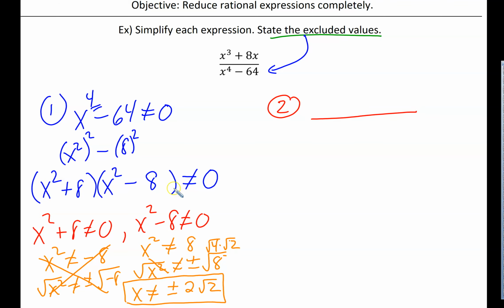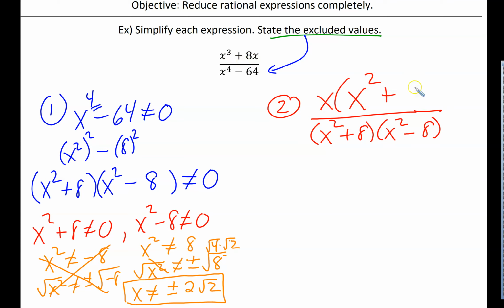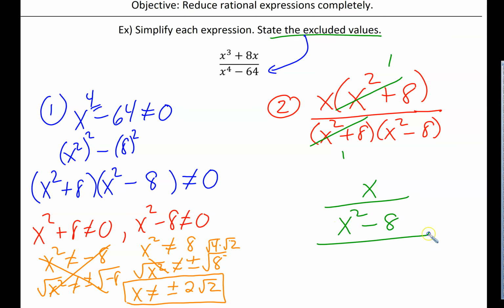So we've actually already looked at our factored form for our denominator. Our numerator, notice here we have a GCF of x. Therefore, the x squared plus 8 does become a common factor that will reduce to 1. And then x times 1 is x. And our denominator is x squared minus 8 to complete the problem.